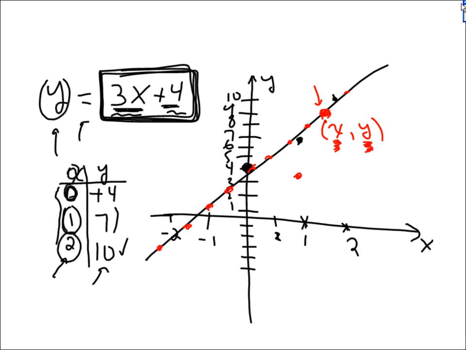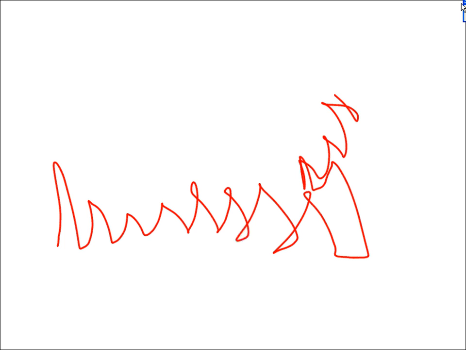Why is this point xy not on the line? Because when you take that x value and you multiply it by 3 and add 4 to it, you don't get that number. Maybe this point is 1, 4. If you multiply that x by 3 and add 4, you don't get 4. You get 7. Okay, that's why those points are not on the line. Okay, let's try another one.